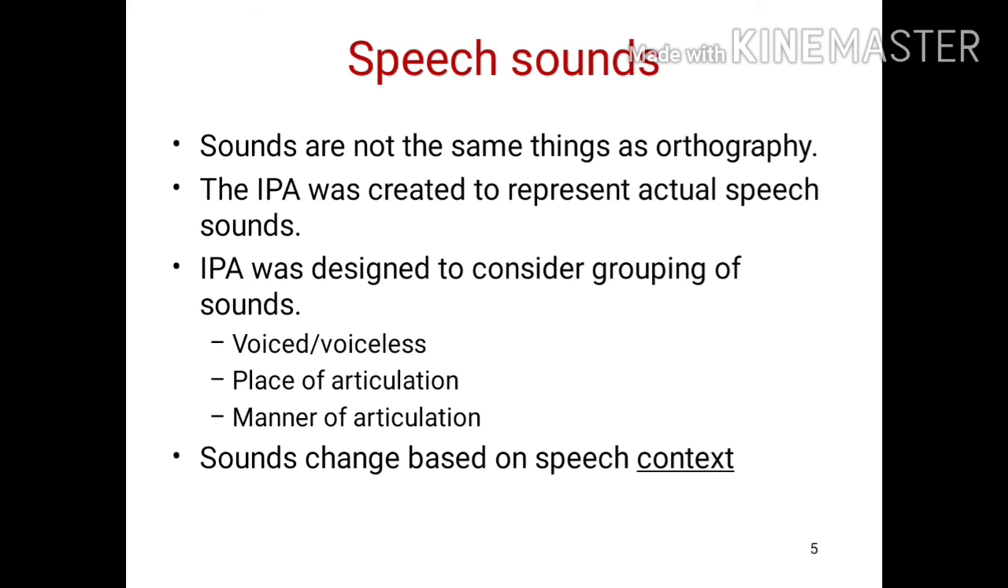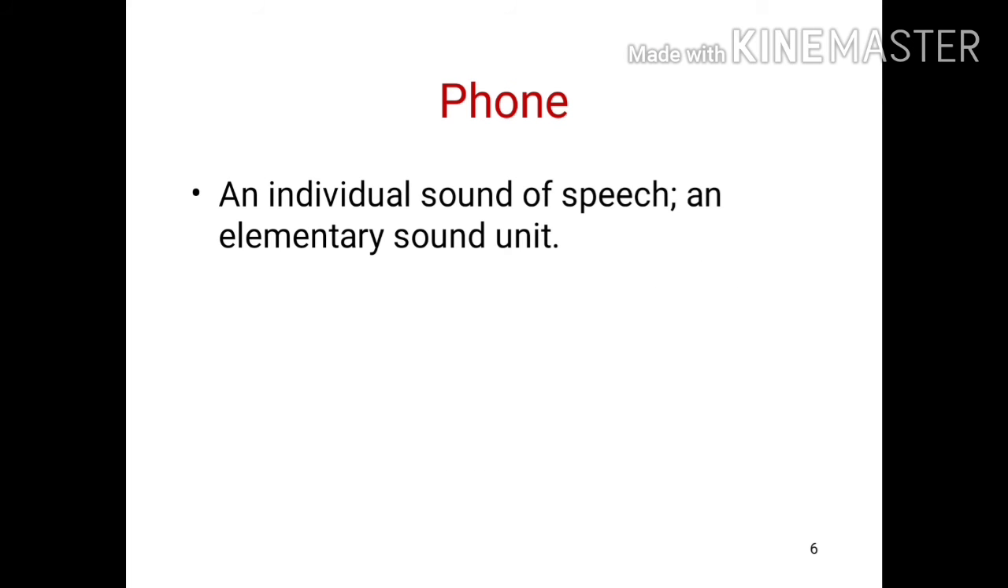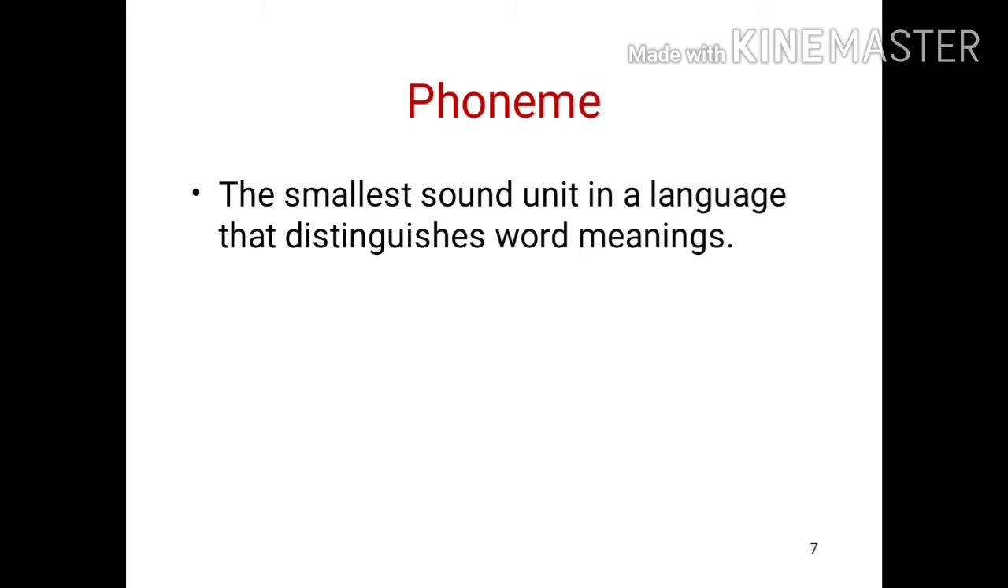IPA was designed to consider groupings of sounds which are divided in three groups, that is voiced or voiceless, place of articulation, and manner of articulation, and the sound changes based on the speech context. The phone is an individual sound of speech, an elementary sound unit. The next point is the phoneme.